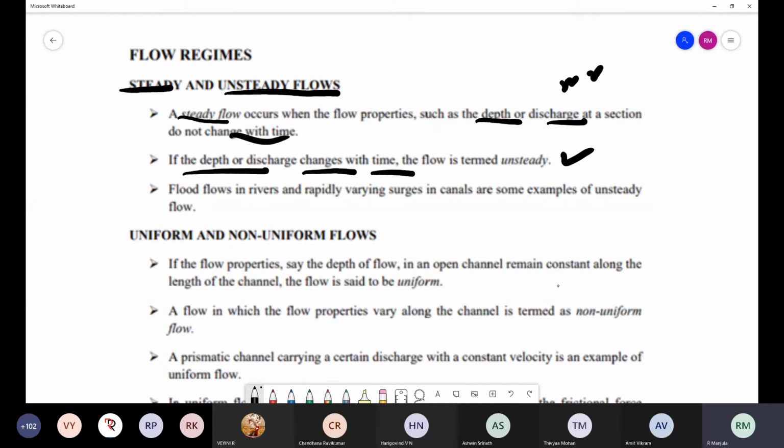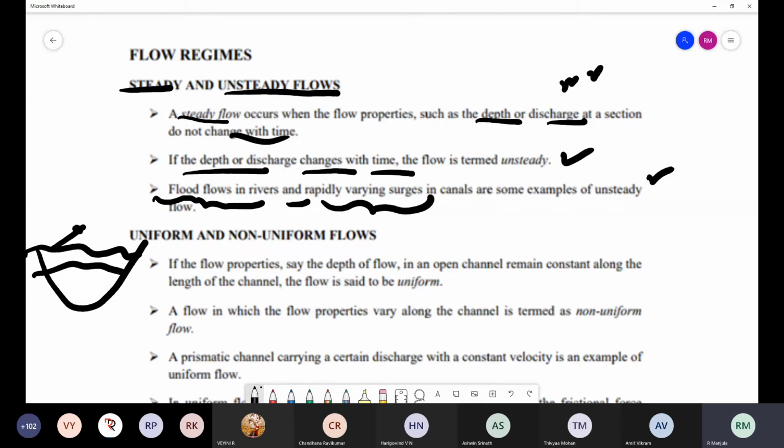So the flood flows in rivers and rapidly varying surges in canals are all examples of unsteady flow. Suppose you have a river, when there is a full flood occurring in the river, this is an example of unsteady flow. Surges, like what I told you, say suppose there is a hydraulic jump, that is considered to be unsteady.